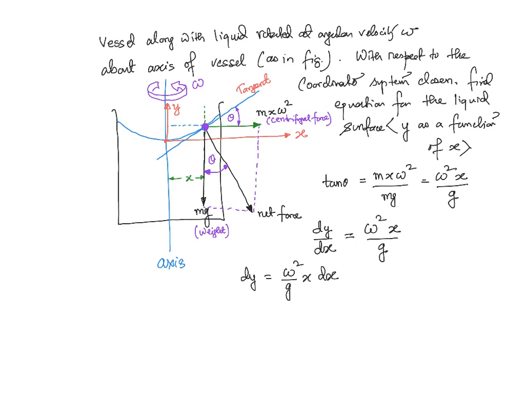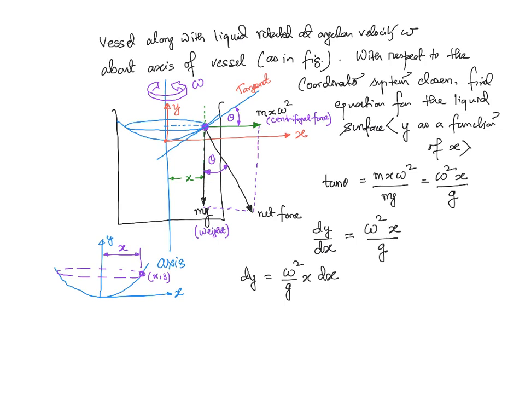This is the axis, so x is the radius of the path of the particle. Every particle's x coordinate is itself the radius, because this is the axis, x axis and y axis. Consider the particle here. It is moving in a circular path of radius x, because the coordinates are x and y. So x is equal to the radius of the path.